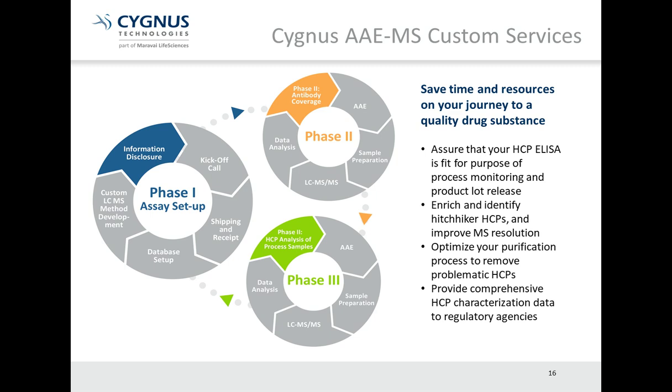AAE coupled to mass spec is the best tool available to date to accomplish this task. With this information, it is possible to fully understand the HCPs that are in the product and to have an idea of how that could impact patient safety and drug stability early in the project and to ensure, again, the best clinical outcomes.